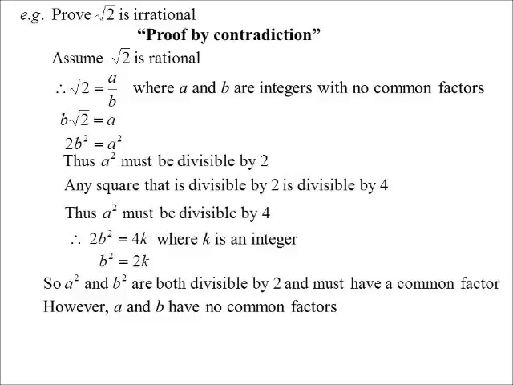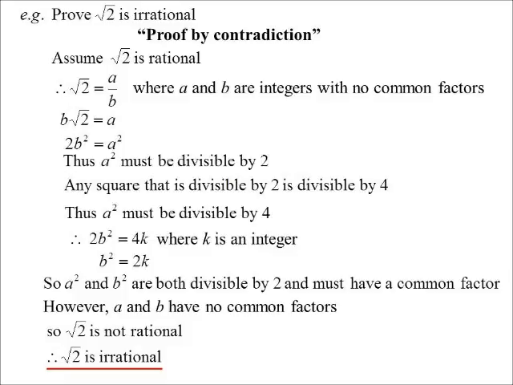So it can't be both. Therefore, my original statement must have been false. So the square root of 2 is not rational. If it's not rational, it's irrational. Voila. That's a proof by contradiction. So you start off assuming the opposite of what you want to prove, and you end up with some sort of contradiction. And go, well, hang on, can't be both. Therefore, my original assumption must have been wrong.